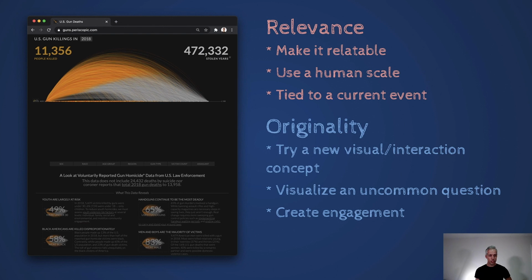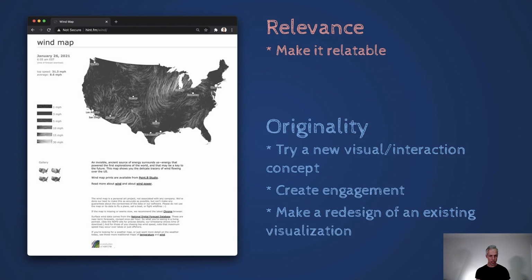An older one, the Guns project in 2018 by Periscopic. Again, the human scale is made obvious here because every single line represents one person that got shot in the United States. They also had an uncommon question like the stolen years, so this person could have lived to be this age, etc. Really great visual metaphor, the visual approach to it. So, great project as well.